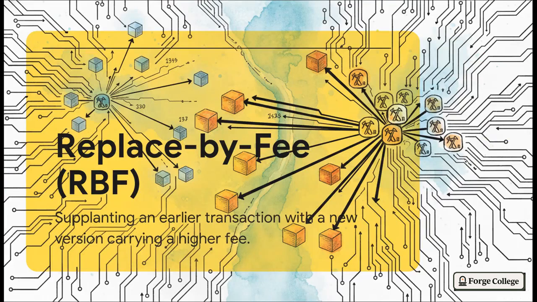One of the complex ways this plays out is through something called RBF, or replace by fee. This is the deliberate act of supplanting an earlier unconfirmed transaction with a brand new version carrying a higher fee. If the network is partitioned and moving slowly, you can literally have competing transactions fighting for miners' attention based purely on whoever pays the most. Different miners see different versions, and the ultimate winner is just determined by which version reaches the most hashing power first.